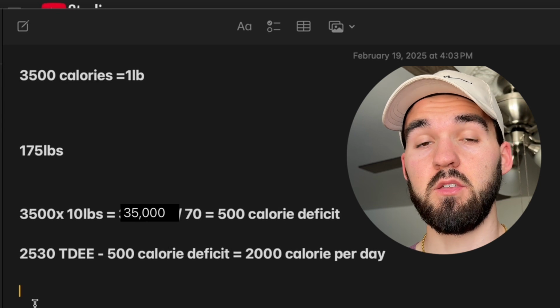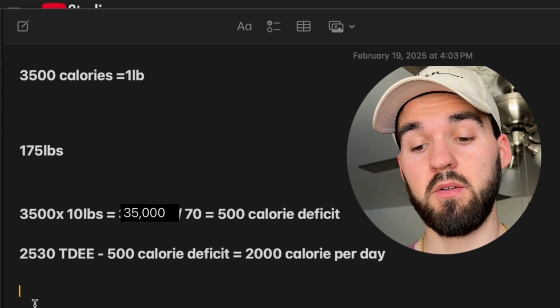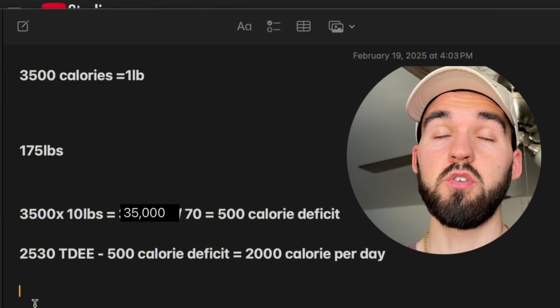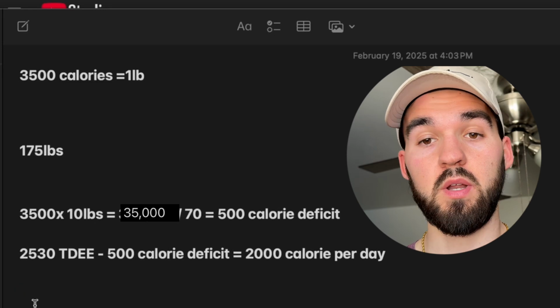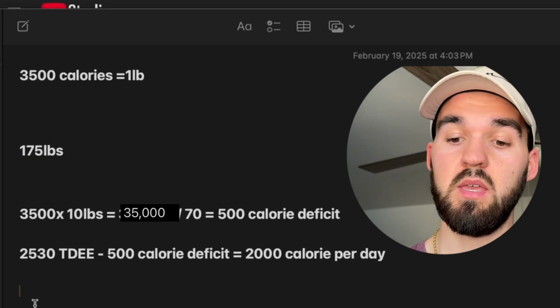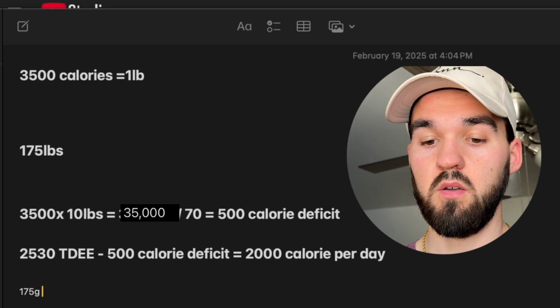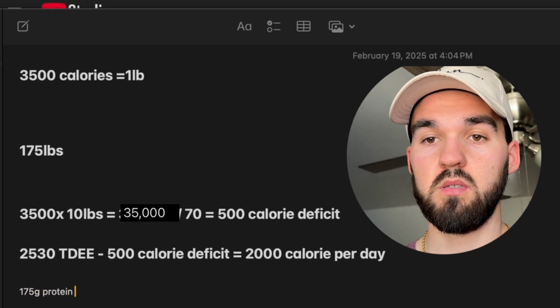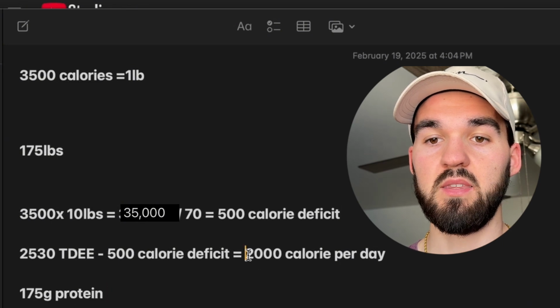I say either 1 gram of protein per pound of body weight, or you can do your goal weight. So let's just do my goal weight to make it simple. So I'm 185, I want to be 175. That means I need to do 175 grams of protein. See, super easy.